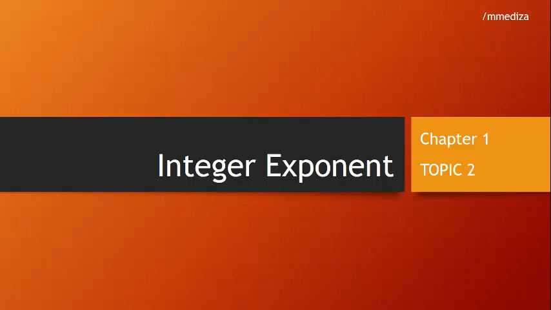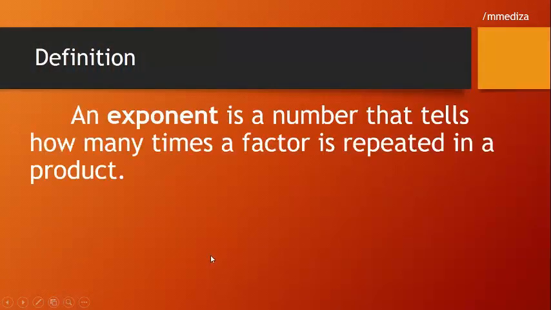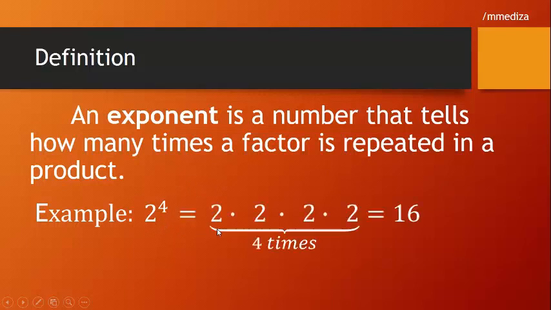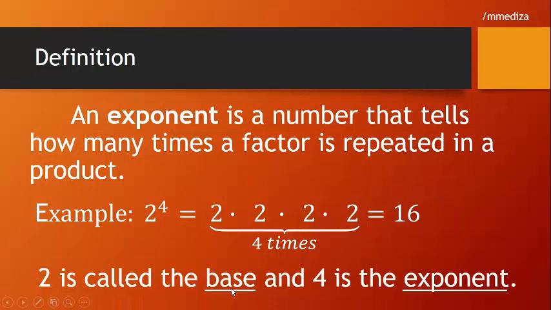Previously, we have discussed the set of real numbers, which is essential in studying algebra. Today, we are going to discuss integer exponents and understand the rules in performing calculations. By definition, an exponent is a number that tells how many times a factor is repeated in a product. For example, 2 raised to the power of 4 means 2 will be multiplied 4 times to itself. Therefore, 2 raised to 4 is equivalent to 16. 2 is called the base and 4 is the exponent.